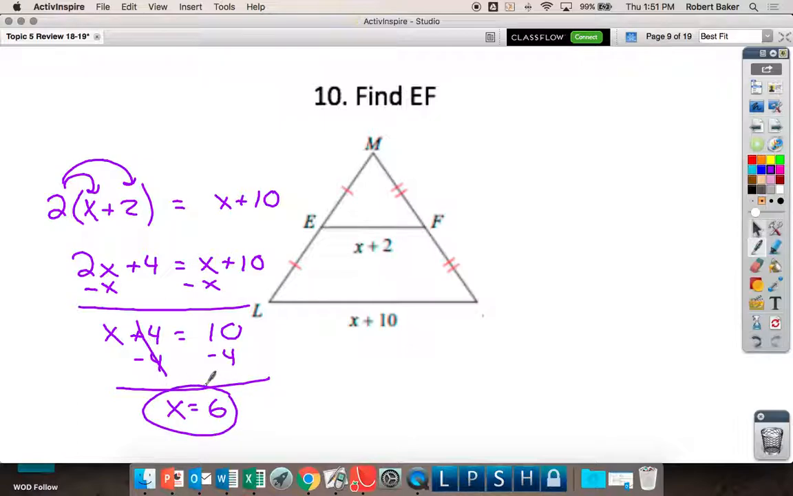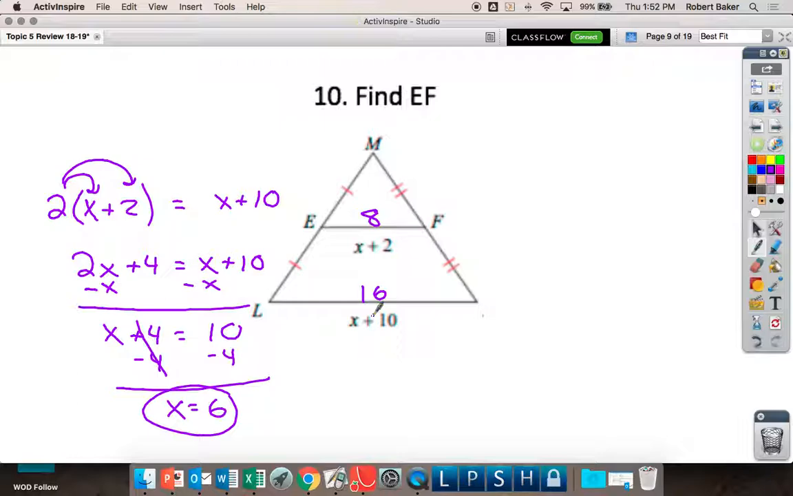Well, x is 6. But nobody cares that x is 6. The question is asking for how long is EF. So if x is 6, 6 plus 2 is 8. And 6 plus 10 is 16. Does it work? Yes. The short piece is half as long as the long piece. The long piece is twice as long as the short piece. So checking your work really pays dividends here.